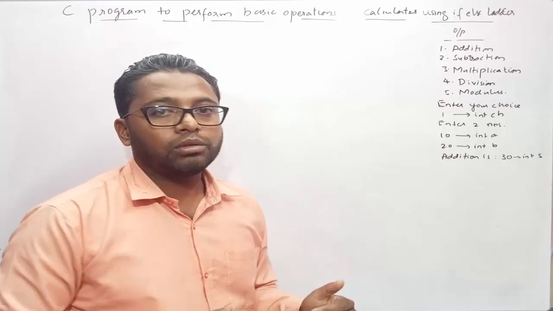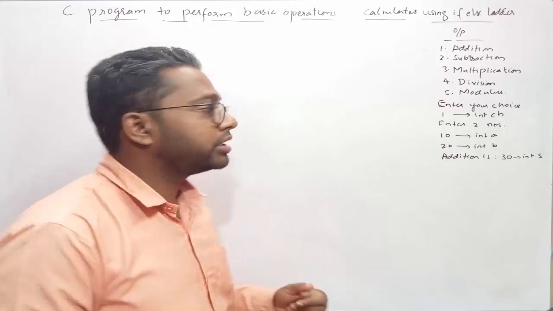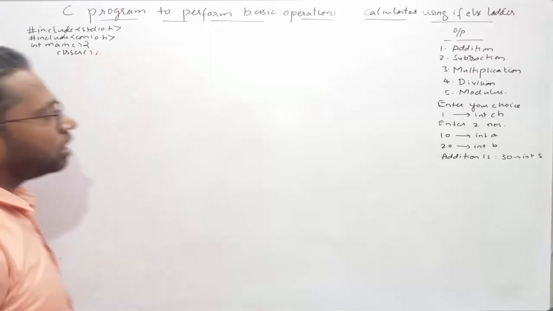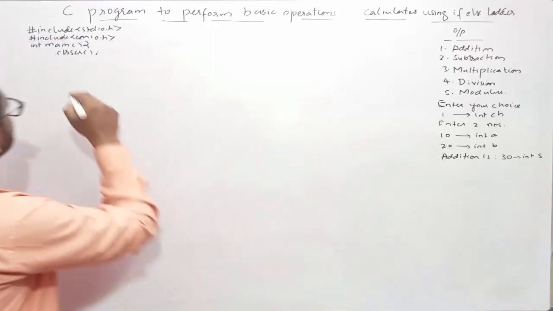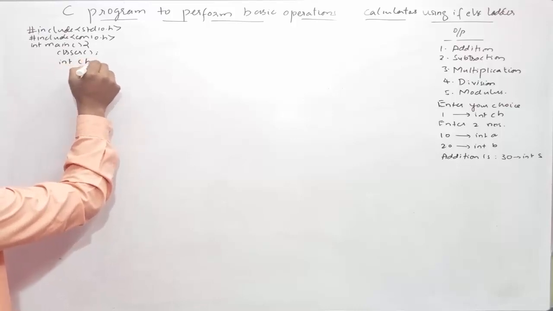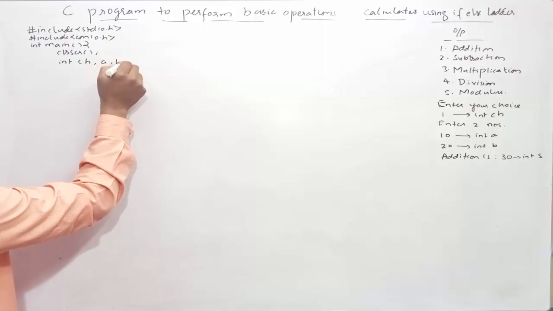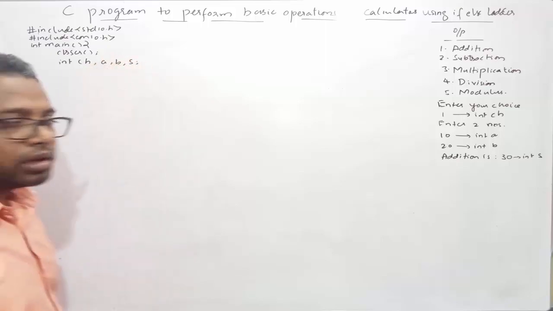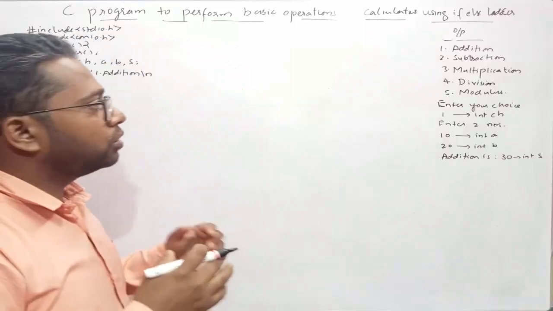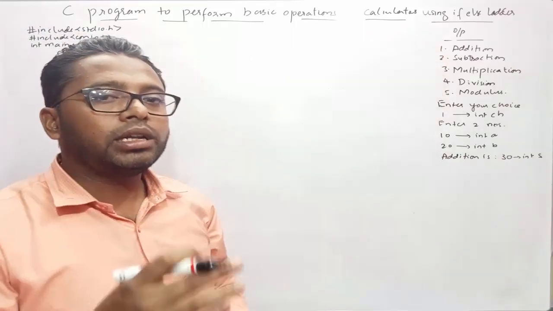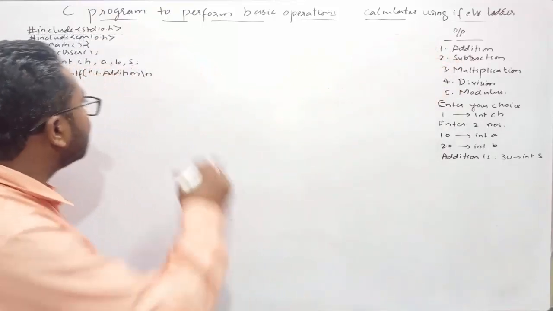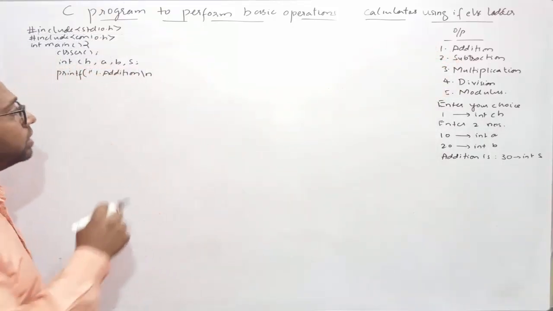Now let us start writing our C program using else if ladder statement. I will start the program with the header files. Now I need to declare my variables: int ch, a, comma b, comma sum. Now I need to design this menu. Instead of using 5 different printf, I will try to display these 5 options inside a single printf function.